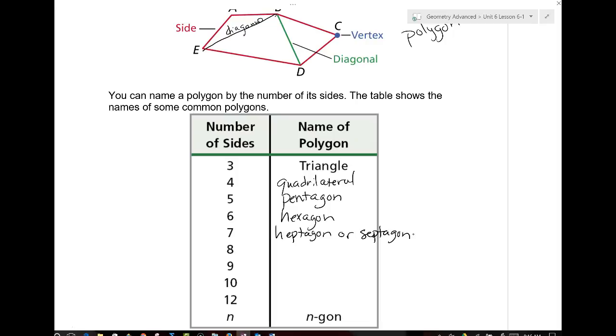Obviously, if you didn't know this, I'm concerned. 8-sided figure. You have your octagon. 9 makes me feel like we're not talking about anything. It's called a nonagon.